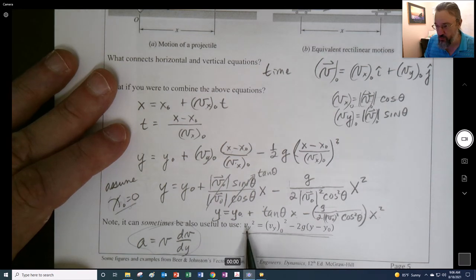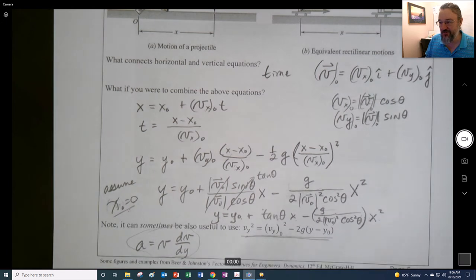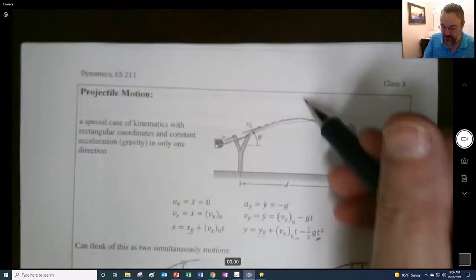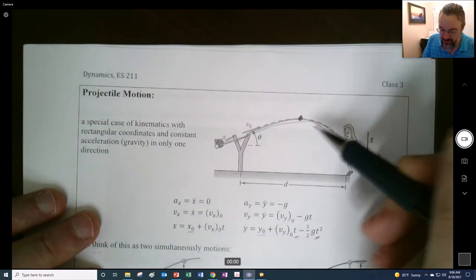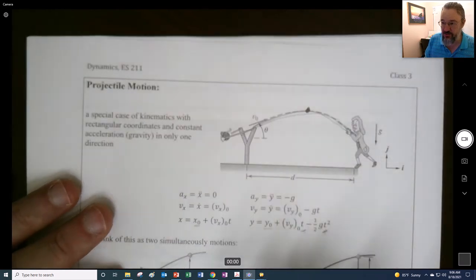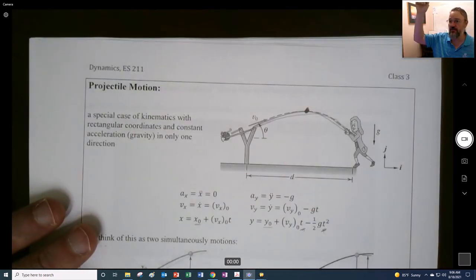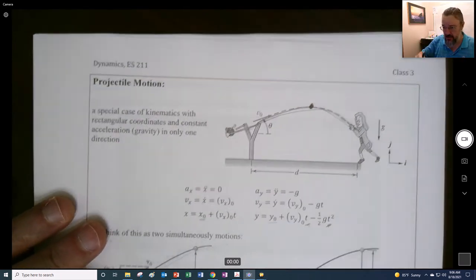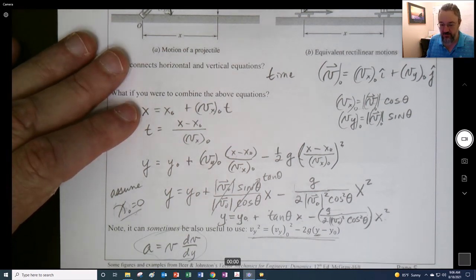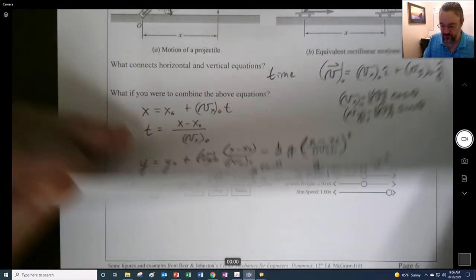Most of the time this is useful when we want to find the location of the peak, right? It's going to peak when the velocity in the y direction is 0. That's when it goes its highest, remember, because we're throwing the thing up in the air. It gets to a certain height, stops, and then starts coming down. So if we set this equal to 0, and this is the initial velocity, we can find the y of how high it goes. So this can sometimes be a useful equation to us.